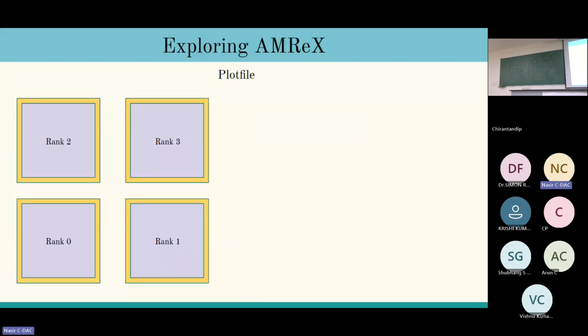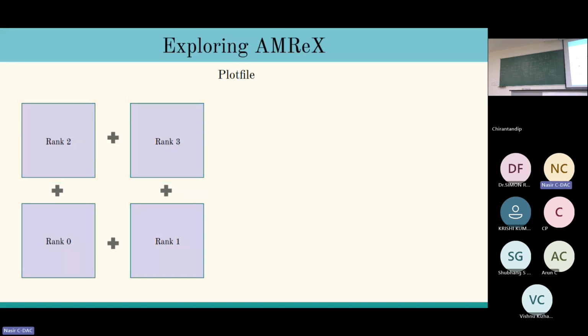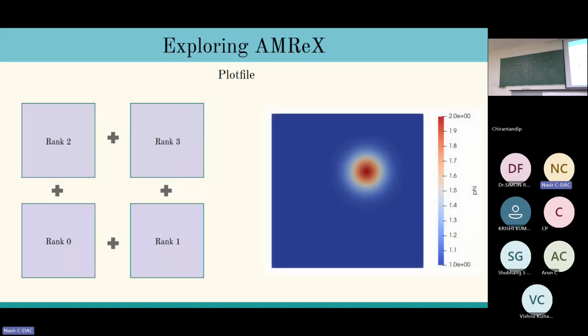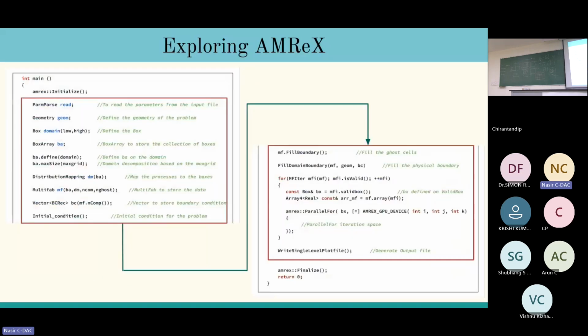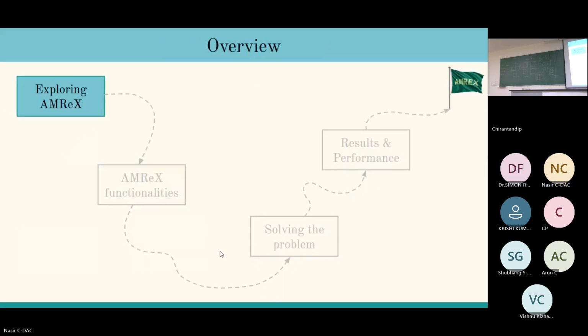Now if I want to generate the plot file from this, I'll remove the ghost cells, add up, stitch the boxes, and then generate a plot file. That's how it's done. And that's what you can see, right? Single level plot file at the bottom here. This at the center is our iteration space. We'll have a look at it in detail. Now that we know the basic flow of the AMReX code, maybe we'll stop there.